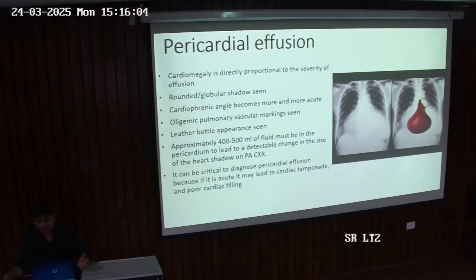20 to 30 ml is normal, or approximately up to 50 ml we can say normal. If it is 400 500 ml, that is a severe pericardial effusion.